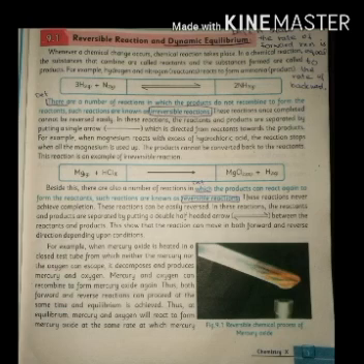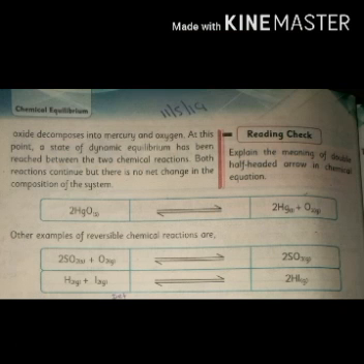Thus, at equilibrium, mercury and oxygen will react to form mercury oxide at the same rate at which mercury oxide decomposes into mercury and oxygen. At this point, a state of dynamic equilibrium has been reached between the two chemical reactions, and both reactions continue, but there is no net change in the composition of the system.